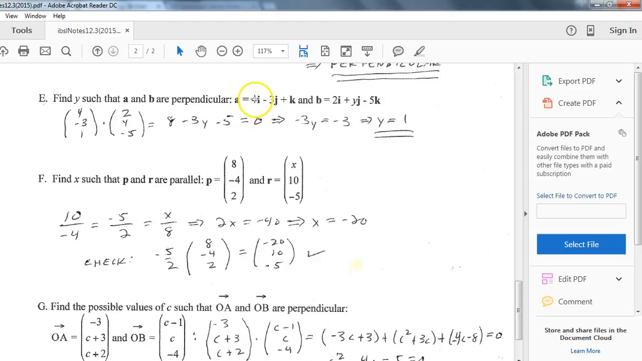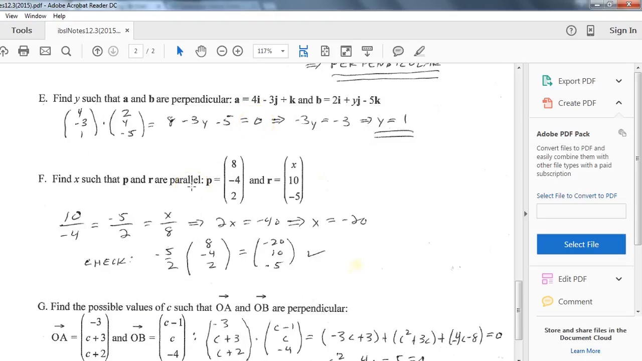So if I did 4 times 2 plus negative 3 times y plus 1 times negative 5 and set that equal to 0, I can solve that simple equation for y and figure out what y would have to be in order to make those guys perpendicular. So again, the key idea on that is just setting the dot product equal to 0.